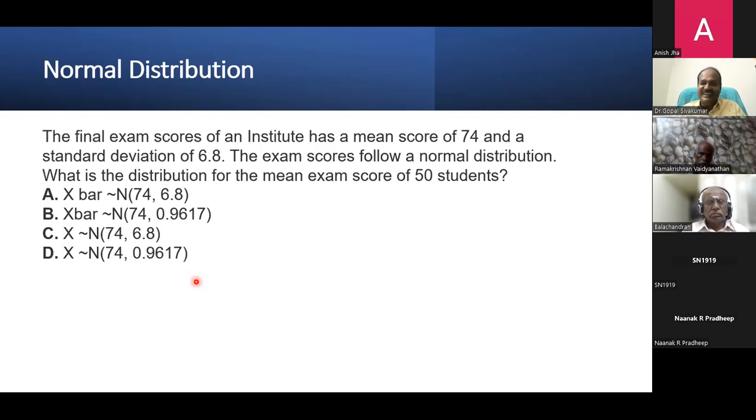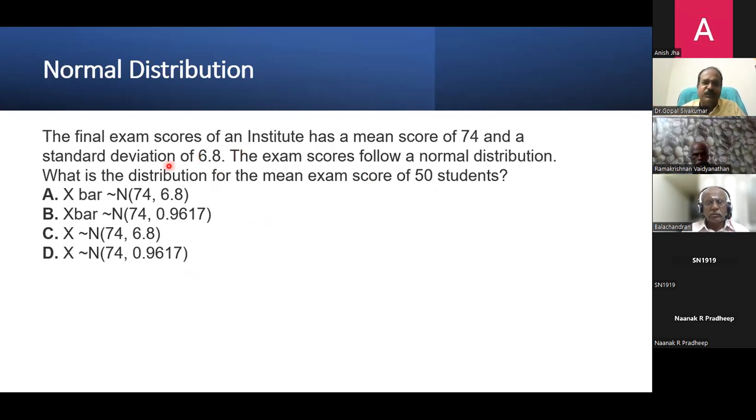Now, definitely some confusion can arise now. The final exam score of an institute has a mean score of 74. And an institution has an average score of 74.